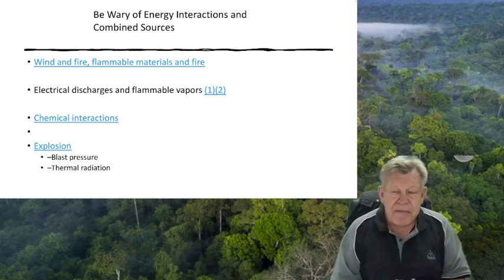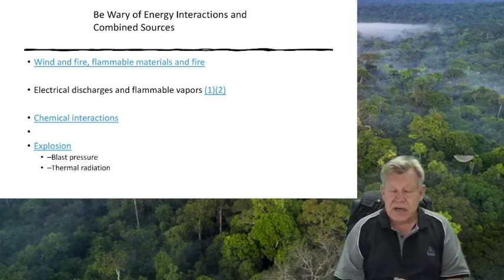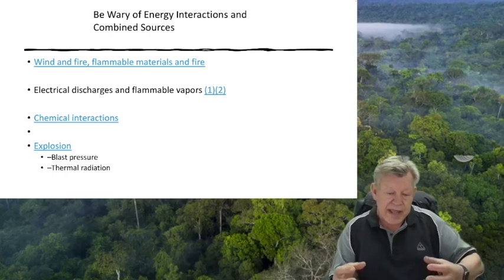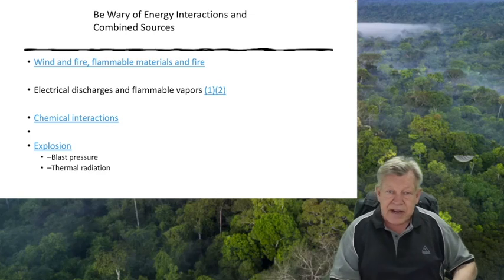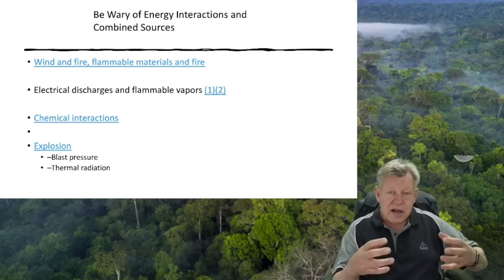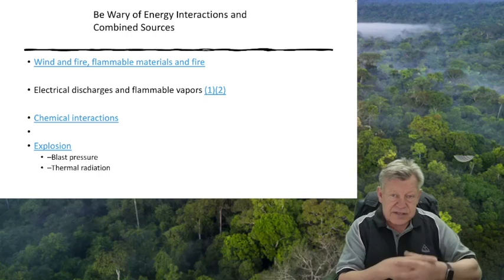I could also have chemical interactions. Like I said earlier, if I take hydrochloric acid and I combine it with aluminium foil or copper or some of these reactive metals, once again, I can create hydrogen gas.